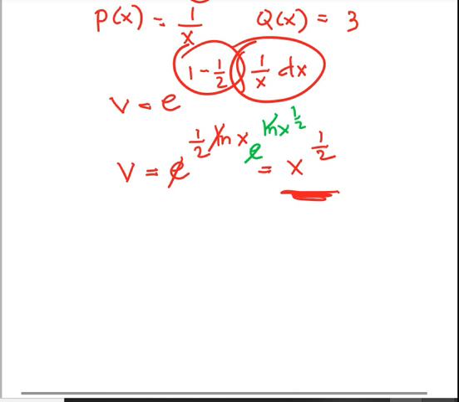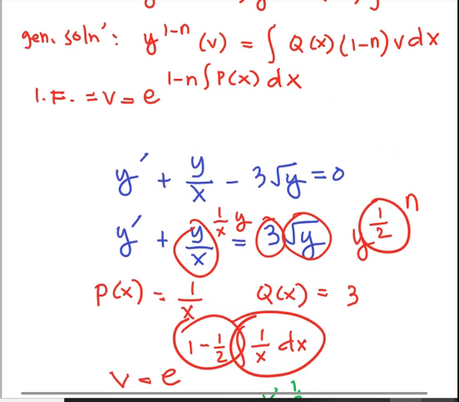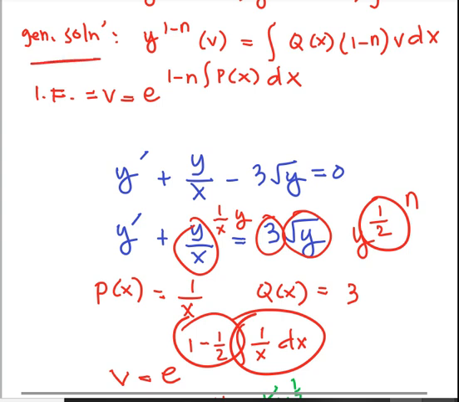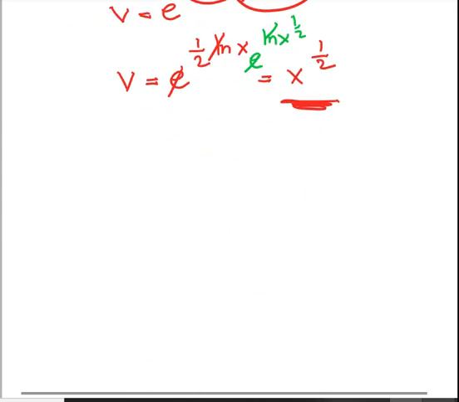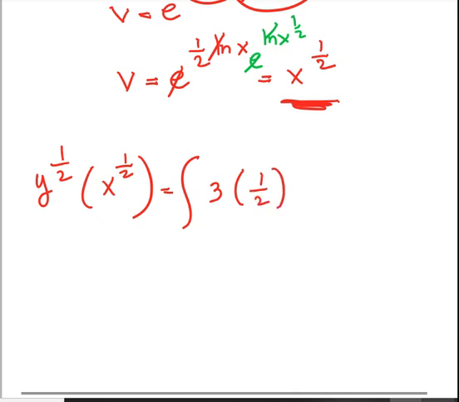So dahil nakuha natin yung ating integrating factor, we will proceed to our general solution. So by rewriting it using our general solution, ang magiging mukha po niya is y raised to 1 half times our integrating factor, which is x raised to 1 half, is equal to the integral of our q of x, which is 3, times 1 minus n. Remember, our n is 1 half. So 1 minus 1 half is 1 half. Times our integrating factor, which is x raised to 1 half dx.